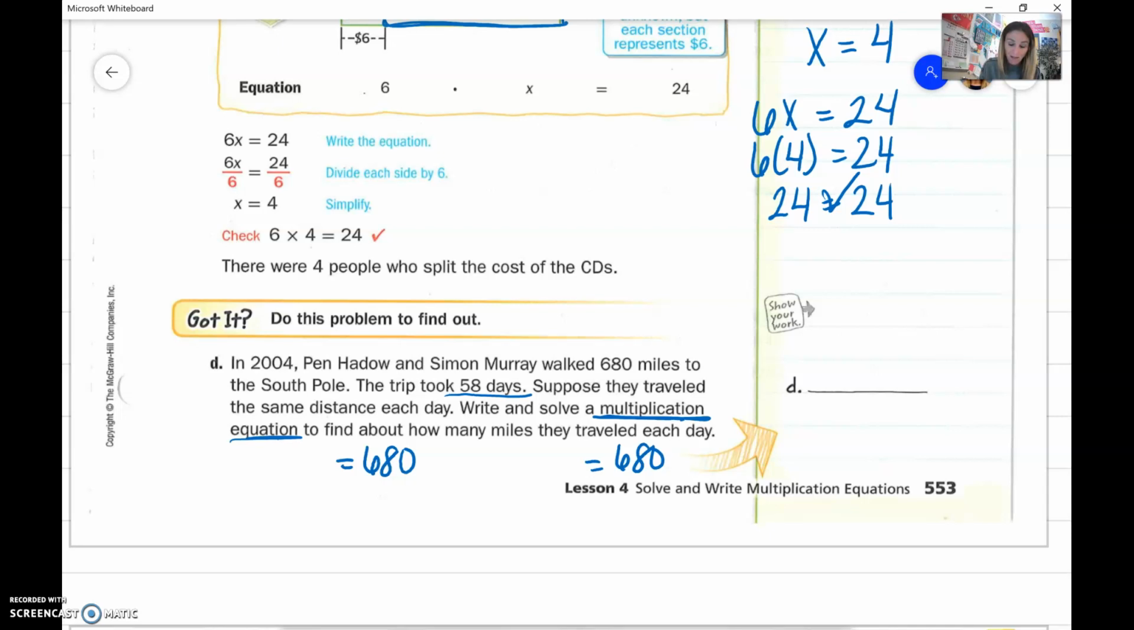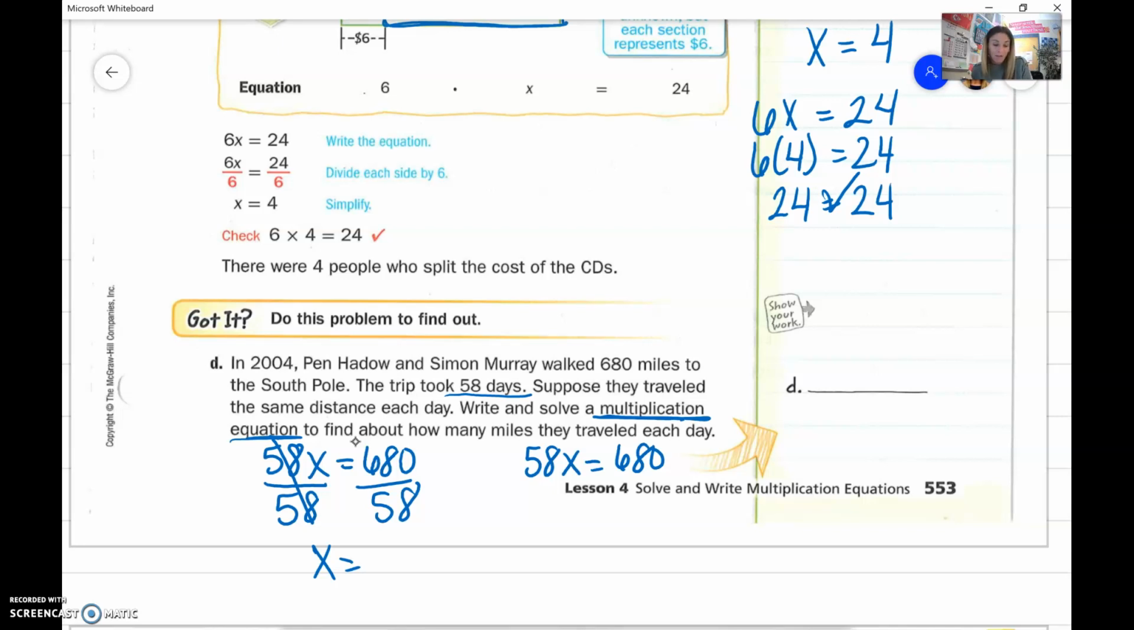To find out how many miles they traveled each day. We know that they traveled 68 miles in total, but we don't know the number of miles each day. So the x is the unknown. So we believe that the equation is 58x equals 68. Now we're going to get that variable by itself, which means we're going to get that x by itself, which means we're going to divide each side by 58. 58 divided by 58 is 1x.